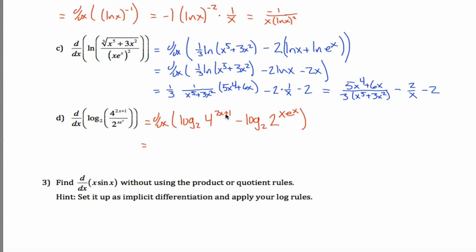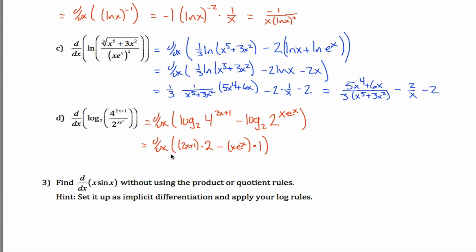of log rules. I can take this 2x plus 1 and bring it down in front. So I'm still not doing any calculus here. 2x plus 1. The log base 2 of 4 is just 2. That's asking me what power does 2 need to be raised to make it a 4? And that answer is just 2 right here. Minus, I can bring that x e to the x down in front. And then I got the log base 2 of 2, which is just 1.